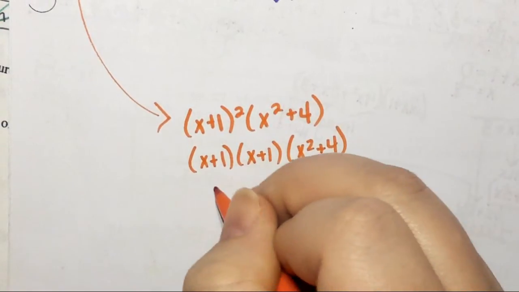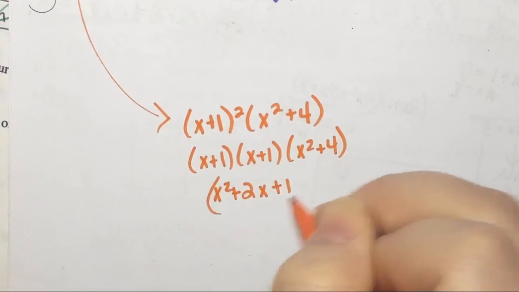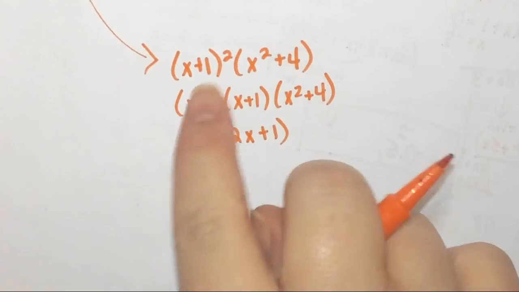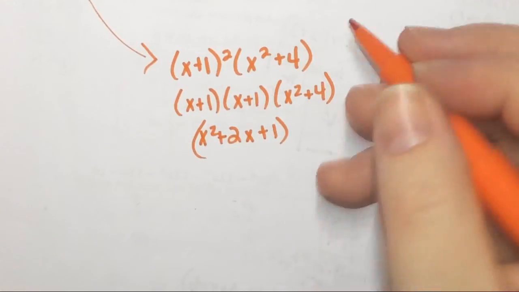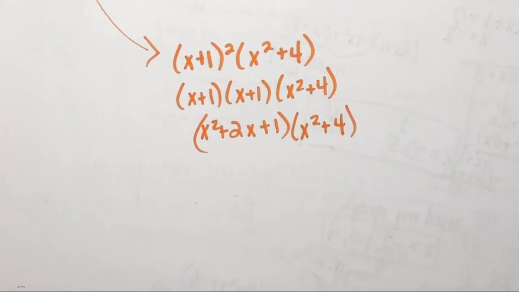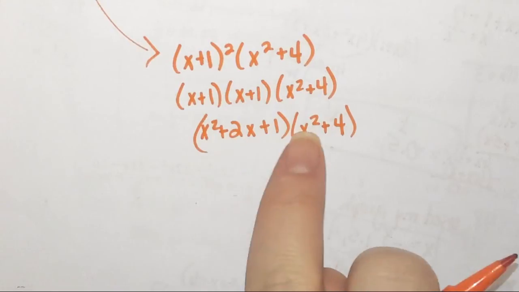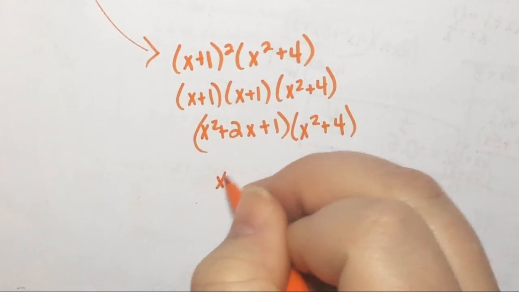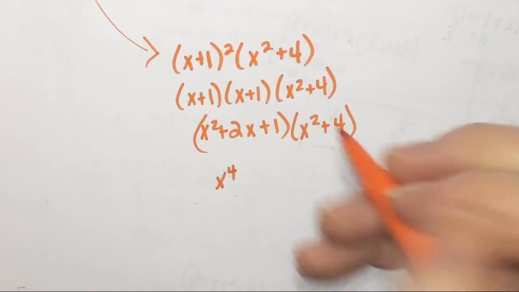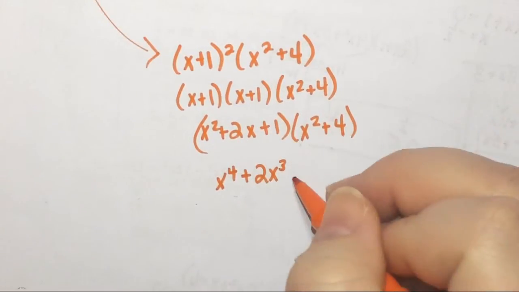But I already know that's going to be x squared plus 2x plus 1. But if you need to list it out and work it all the way through, you can. And I've got that x squared plus 4. And then just like we were having to do yesterday, I've got to distribute the x squared to everybody. So x squared times x squared is x to the 4th. X squared times 2x is 2x to the 3rd. X squared times x is just x squared.